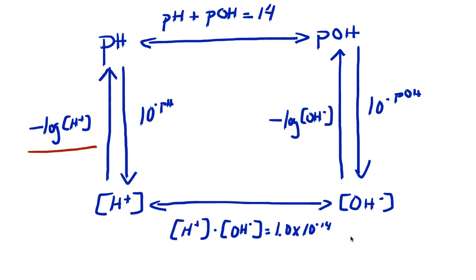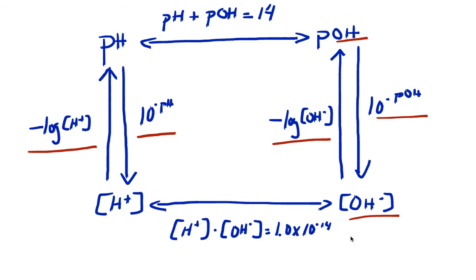Or if we go the other way, if we have the pH and we want the concentration of H plus ions, we're going to go 10 to the negative exponent of pH. The same is true for pOH. pOH, remember, has to do with the hydroxide ion concentration. Going from hydroxide concentration to pOH, we take the negative log of the hydroxide concentration, or if we have pOH and we want the hydroxide concentration, we go 10 to the exponent negative pOH.